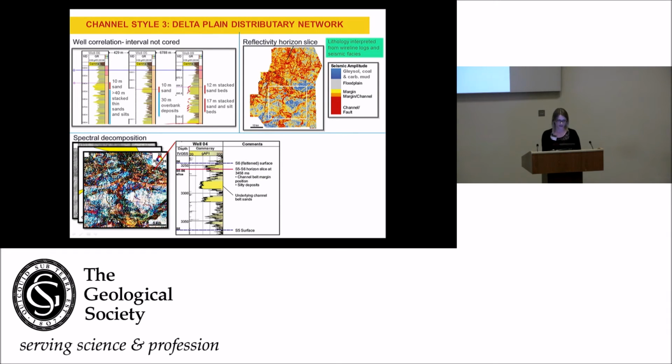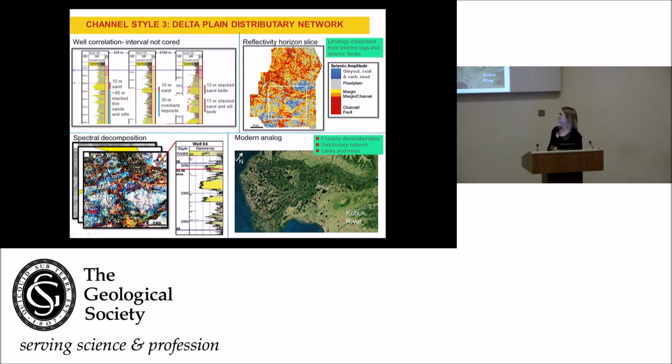And if we look for a modern analogue, no real surprises. We're looking for a fluvially dominated delta with a very poorly drained delta floodplain, lots of distributive patterned channel belts, and lots of floodplain lakes. So I looked at the Kobuk River.